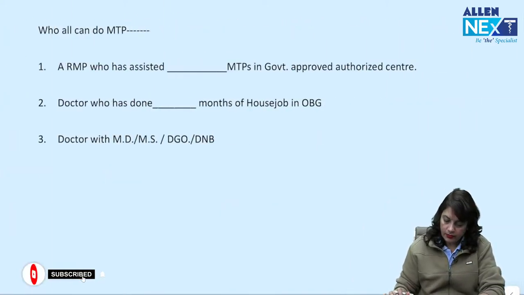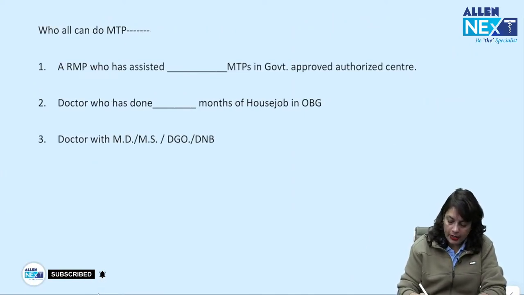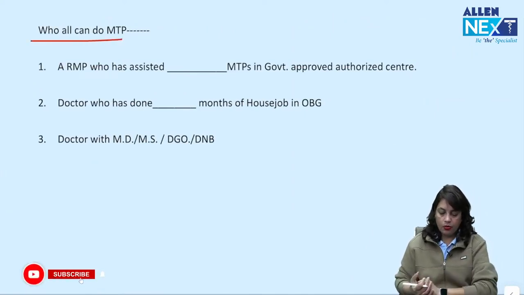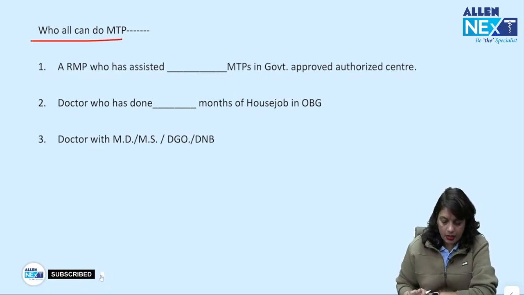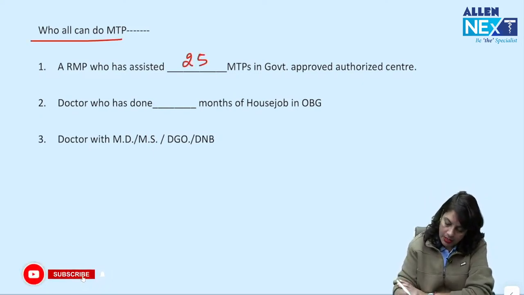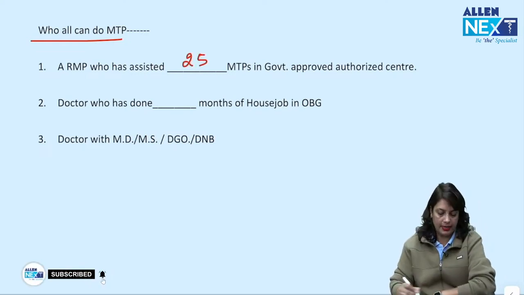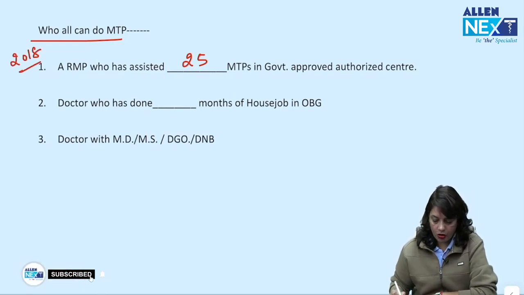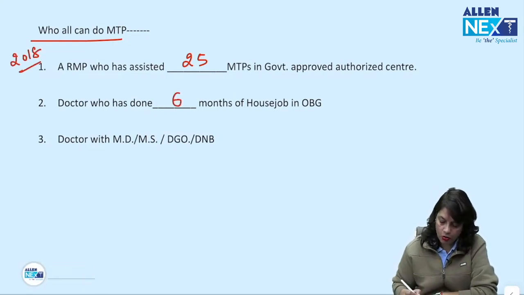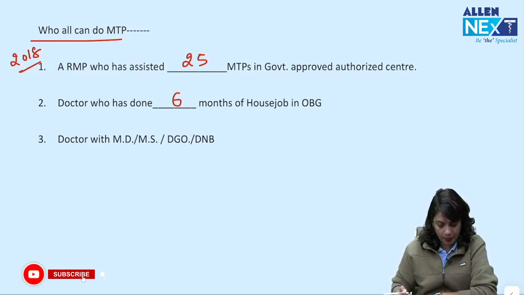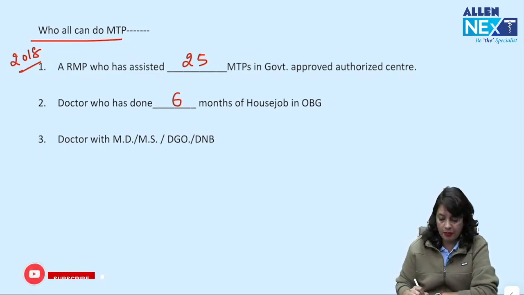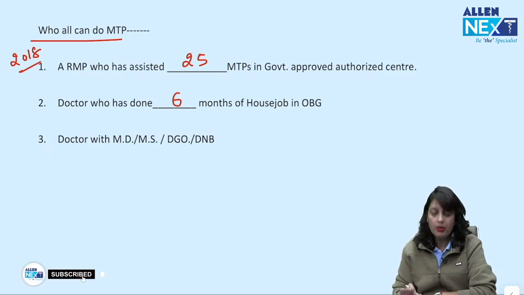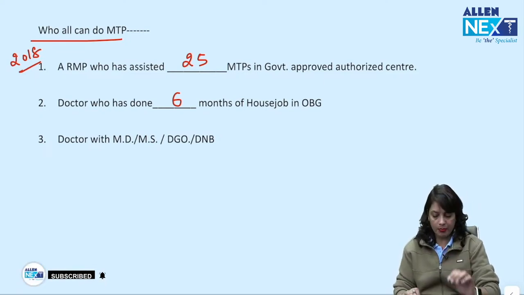Next. Who all can do MTP? Who all can perform MTP? A registered medical practitioner who has assisted 25 MTP in government approved authorized center. Question of FMGE exam. A doctor who has done 6 months of house job in OBS and Gynae can perform MTP. A doctor who has done MD, MS, DGO or DNB in OBS and Gynae can perform MTP. So you should remember this.